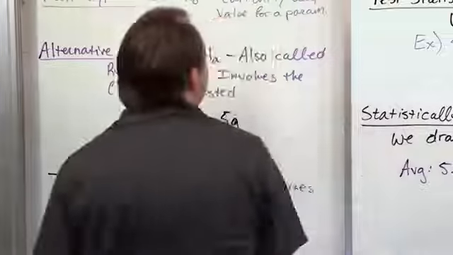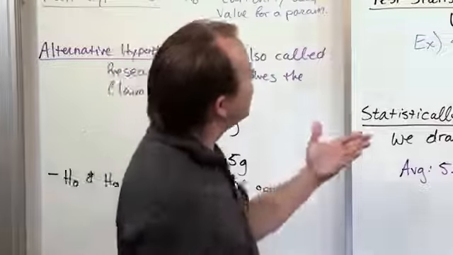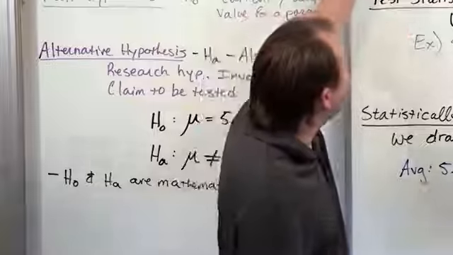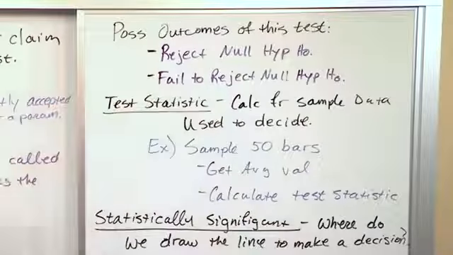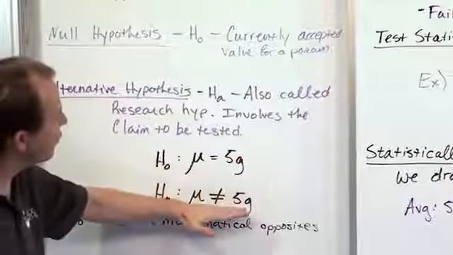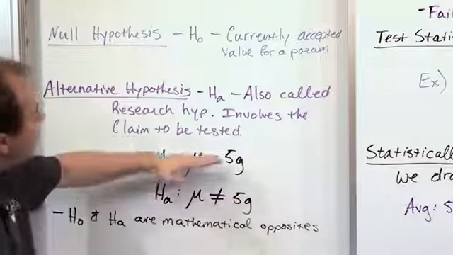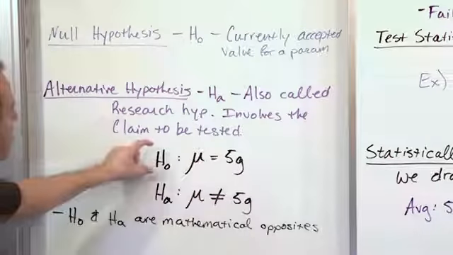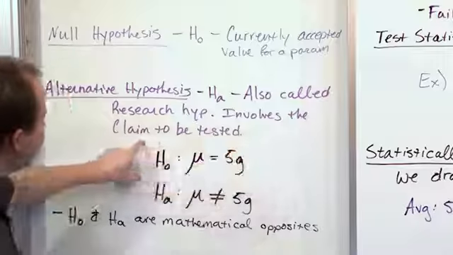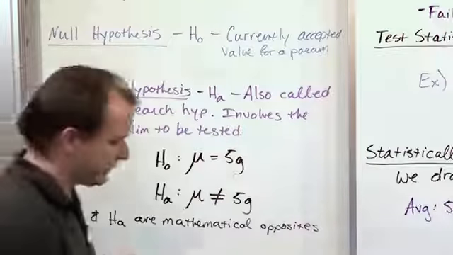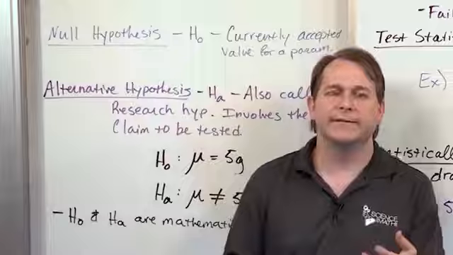And these are mathematical opposites of one another. So the only way that we can resolve this is either we reject the null hypothesis or we fail to reject. If we reject this guy, then we're promoting this and we're believing this to be true. If we fail to reject this guy, that means that we're saying we're not rejecting it, so we continue to believe this is true.